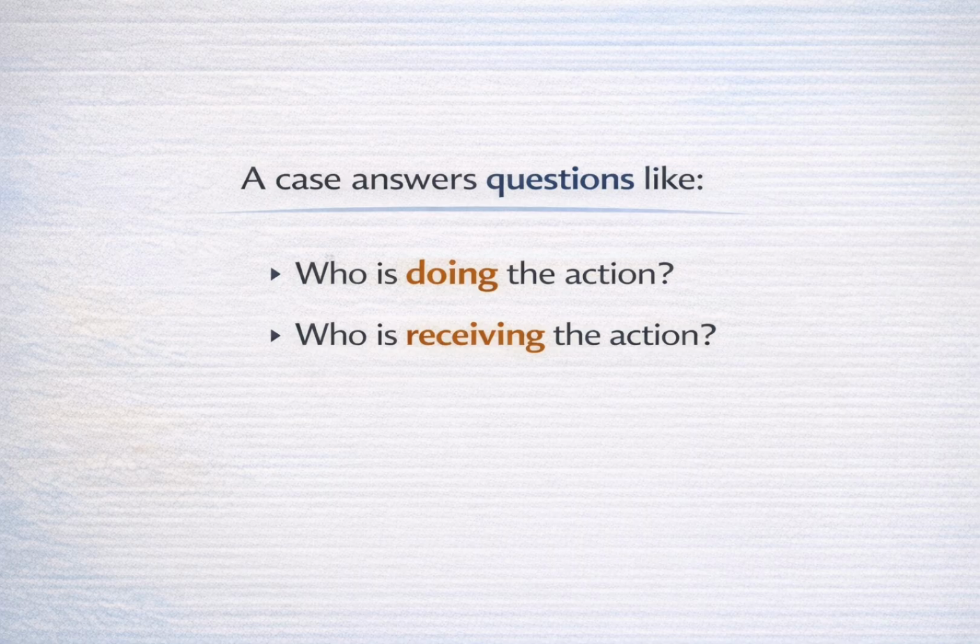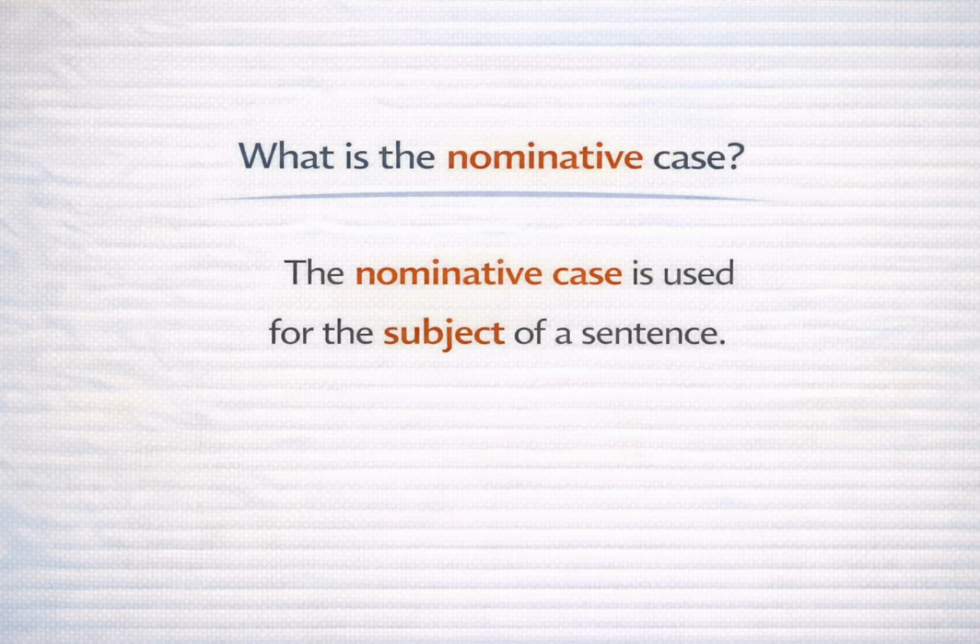A case answers important questions in a sentence. For example, who is doing the action? Or who is receiving the action? Different cases answer different questions. The nominative case answers a very specific one. Now, what is the nominative case? The nominative case is used for the subject of a sentence. The subject is the person or thing that does the action. This definition is very important, so try to remember it.